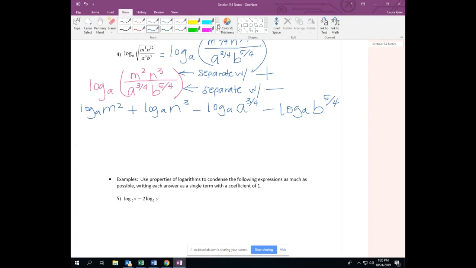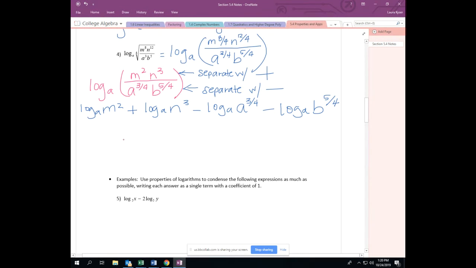Now, each one of these has a power attached to it, which means that all of them are going to follow the power rule, and the power is going to drop to the front. This guy, the 2 drops down. 2 log base A of m plus power drops down. 3 log base A of n.